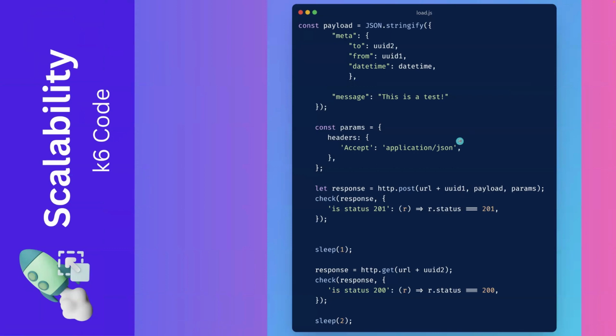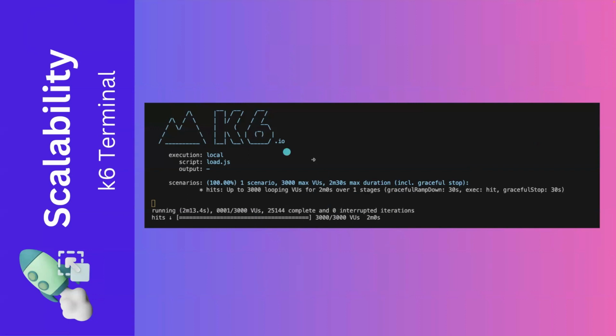From there, we run these K6 tests. What these K6 tests do is basically send a message and then pull that message back after 1 second of sleep. So it's basically just a single one-way, standard interaction. So here we go. This is the K6 test being run, and in total it's about 25,000 transactions.